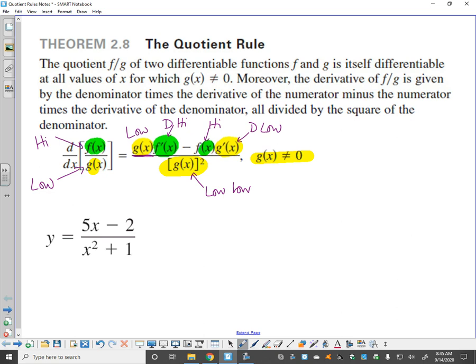All right, ready? Low d high minus high d low over low, low. So when you're doing the quotient rule, just remember that song starts with low. Low d high minus high d low over low, low. You need to say that over and over and over. And every time you do a problem, that needs to come into your brain. Low d high minus high d low over low, low. I promise it will help.